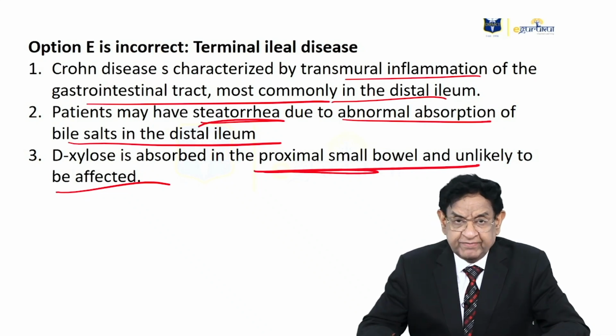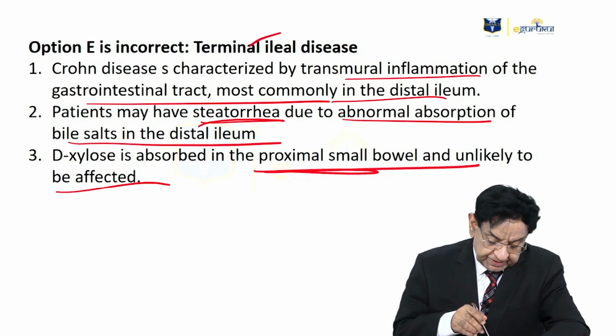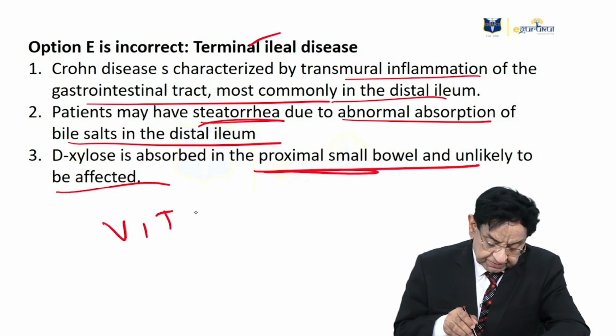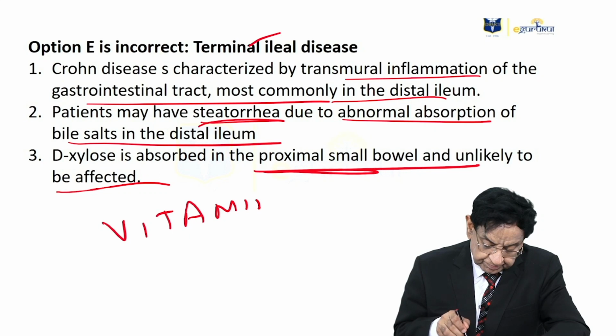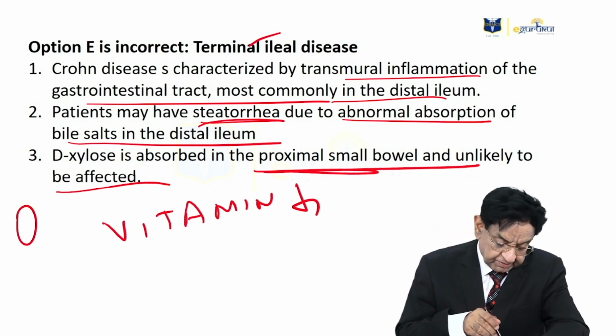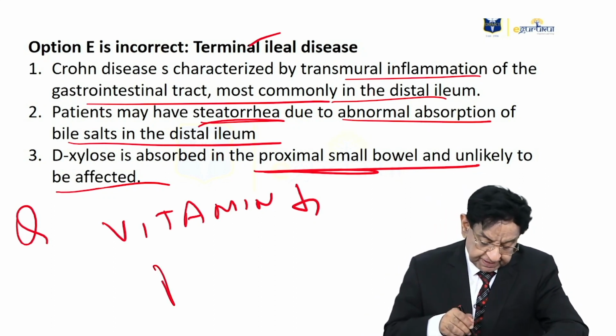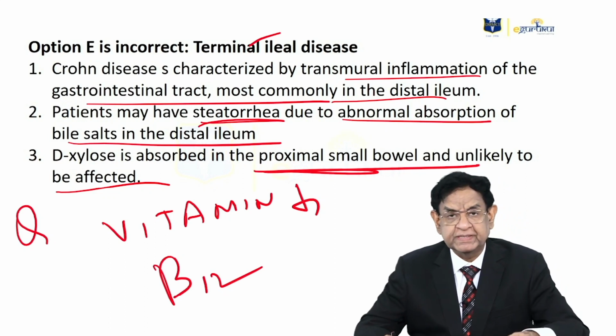But now I have a question for you. Stop the video. In terminal ileal disease, which vitamin level will be reduced? Stop the video. Write down the answer. Well, the answer is B12, because B12 is also absorbed in the terminal ileum.